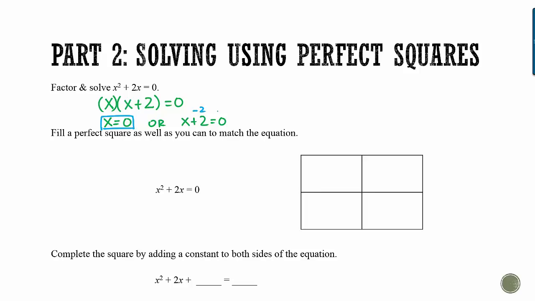But for this one, I'd have to subtract 2 from both sides, so I get negative 2 as my other option. So that's how we did it yesterday.